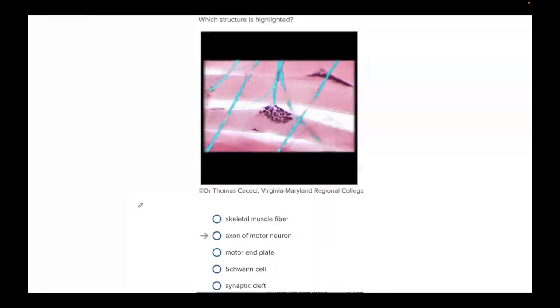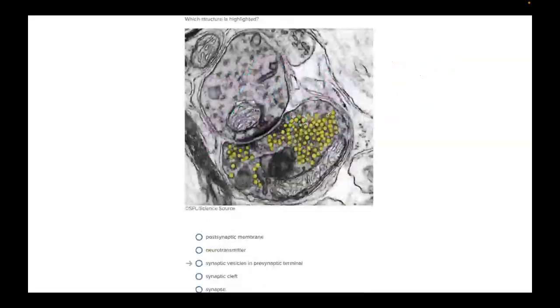All right, so this is a Connect picture that has shown up in the past. So we're looking at the highlighted structure. So remember, there are sensory neurons and there are motor neurons. So your choices are motor end plate. Well, let's say skeletal muscle fiber. That's the pink stuff. Can't be that. Motor end plate. That's this part. Schwann cell. Well, that surrounds the axon. Synaptic cleft. And so the best answer, it's a motor neuron or an axon of a motor neuron.